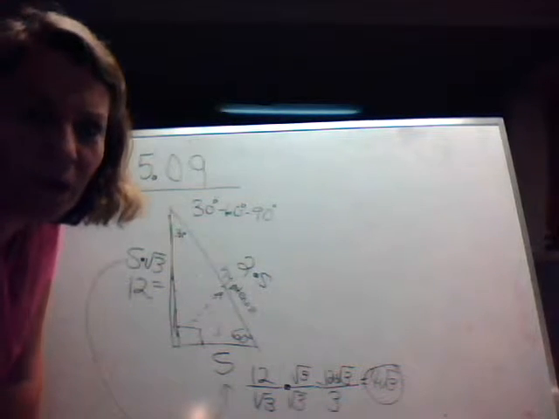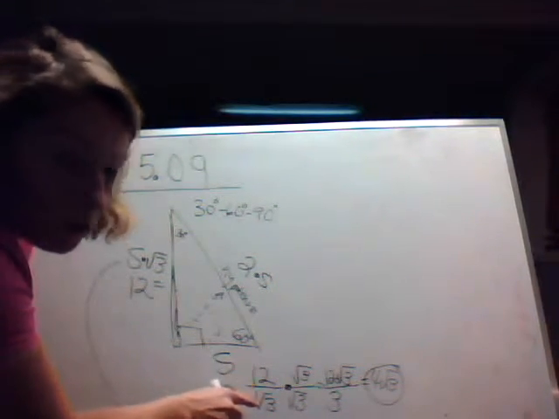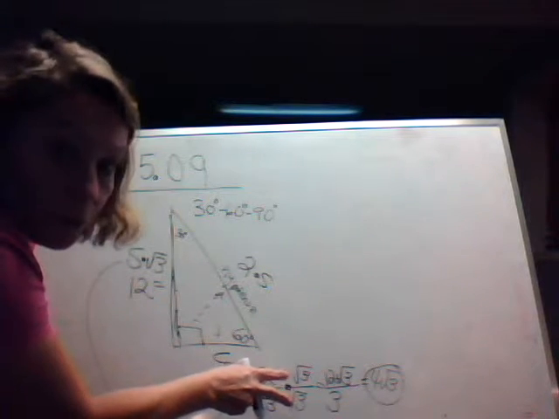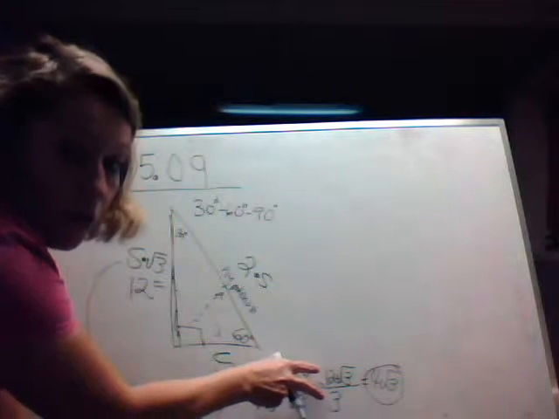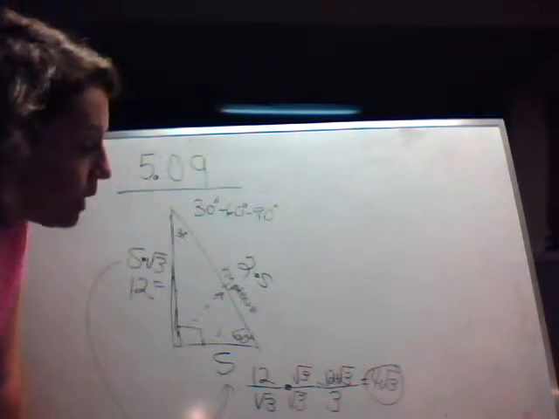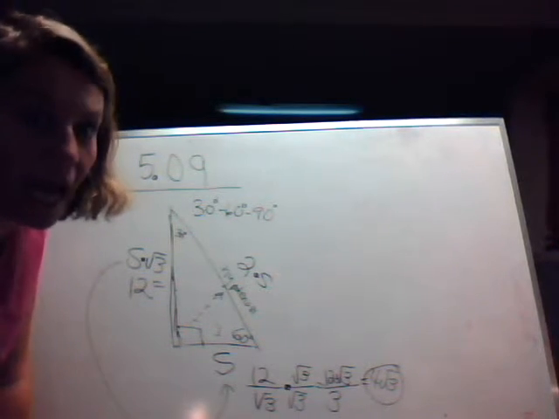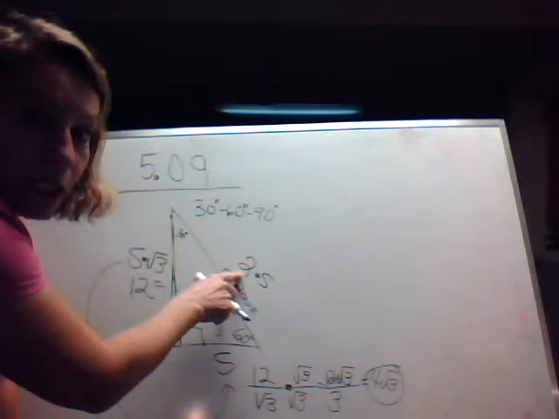Now, once you do a couple of them, it all comes back to you. It's not so bad. So when you divide by the square root of 3, you clean it up by multiplying by the square root of 3 over square root of 3. Gives you 12 square root of 3 over 3, which simplifies to 4 square roots of 3. Now, that's my short leg. How do I get my hypotenuse? I just multiply by 2.